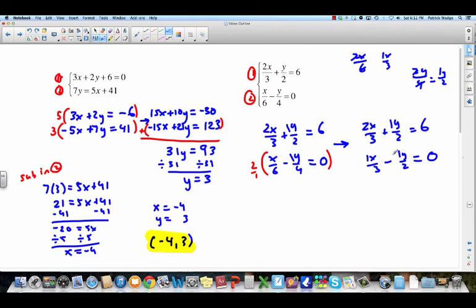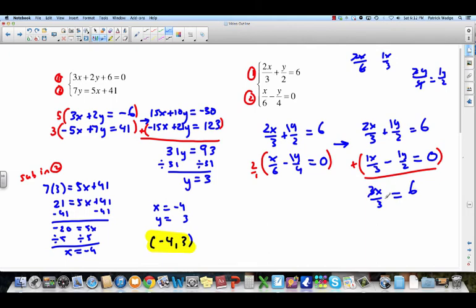Look at 1y over 2, 1y over 2. They're opposites from each other. So are we going to add or are we going to subtract? We're going to add all of this. So 2x over 3 plus 1x over 3 equals 3x over 3. 1y over 2 plus negative 1y over 2, that cancels out completely, and this equals 6.